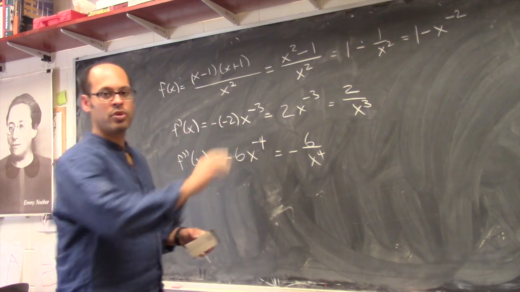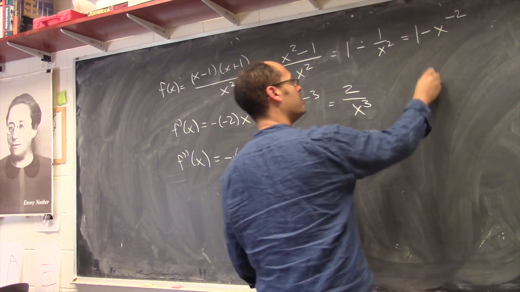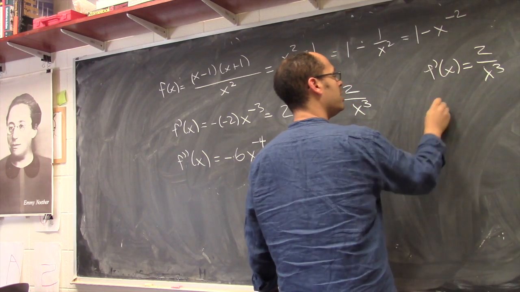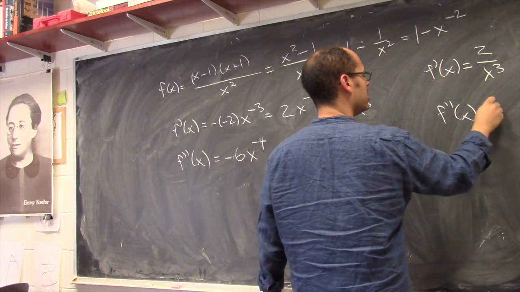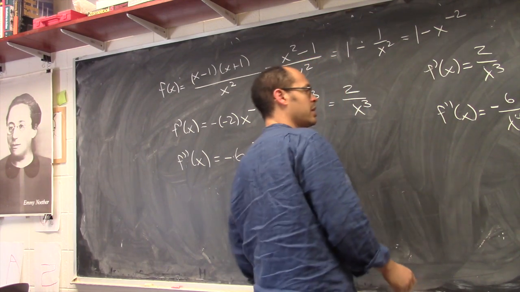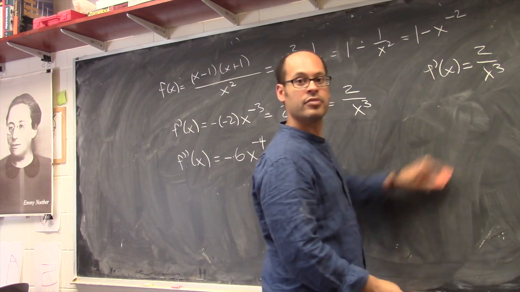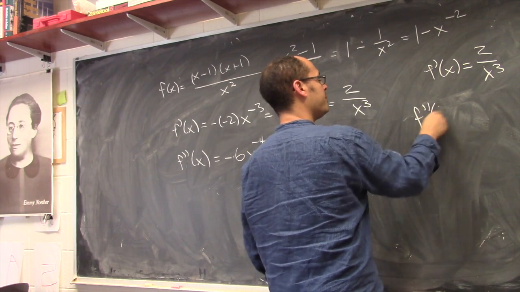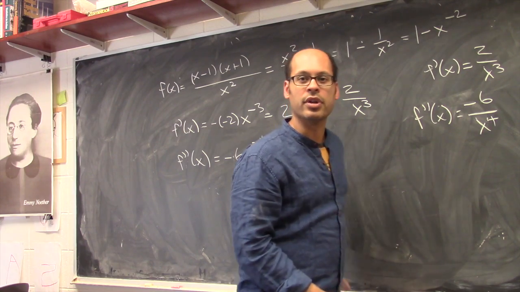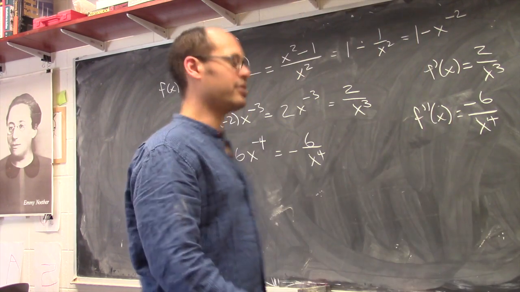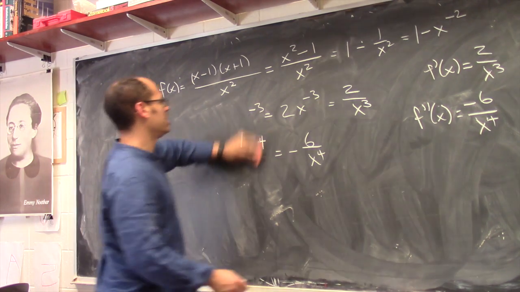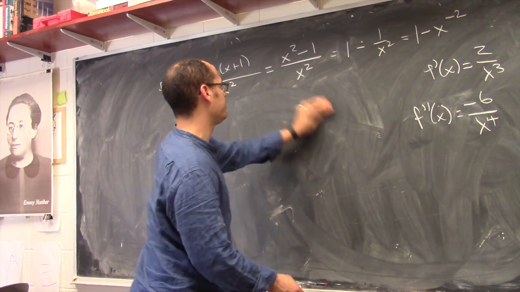Okay? So let's record that information at the side of the board for future reference. So the derivative is 2 over x cubed, and the second derivative is minus 6 over x to the 4th. Can we still see that? Let me slide it over a little bit. The second derivative is minus 6 over x to the 4th. Yeah, okay, still on the screen, good. Okay, so give myself a little room to work here.